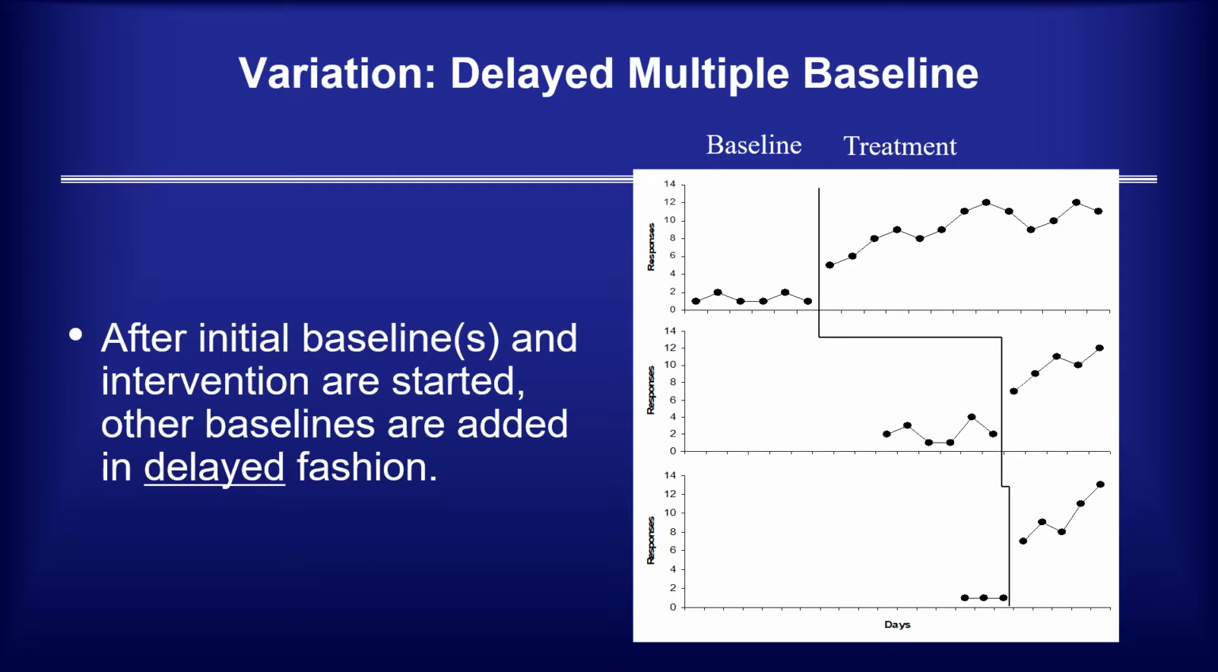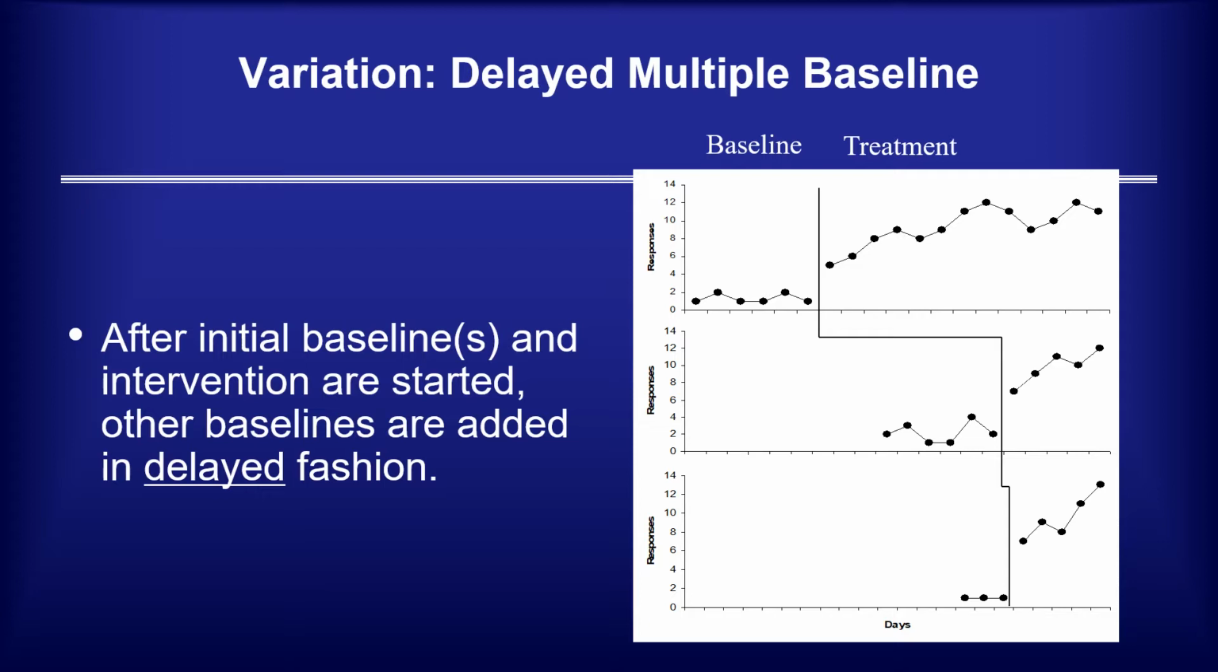One variation on this design is a delayed multiple baseline. After the initial baseline and intervention are started, other baselines are added in a delayed fashion. This design uses the same logical reasoning as a regular multiple baseline design, but baselines started after intervention cannot be used to verify earlier predictions. In order to allow for demonstration of a functional relation, some baseline measures across tiers still must overlap.